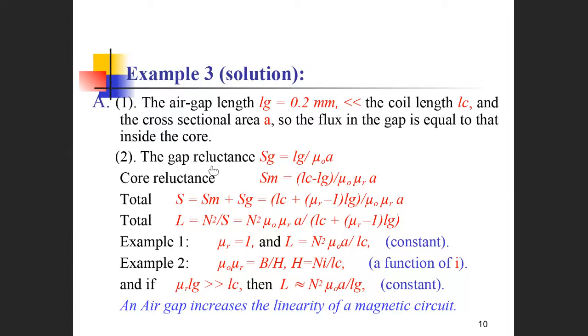So the gap reluctance can be estimated using the gap length, the free space permeability, and the cross-section area. The core reluctance is much larger, since the core is much longer than the air gap. The core length we calculated in previous examples, which is pi times 155 millimeters. The air gap of 0.2 millimeter is very small, so you can take it away. Using the permeabilities and the current values of 1 ampere, 2 amperes, 3, 4, 5 amperes, from the BH curves you can find out the permeabilities.